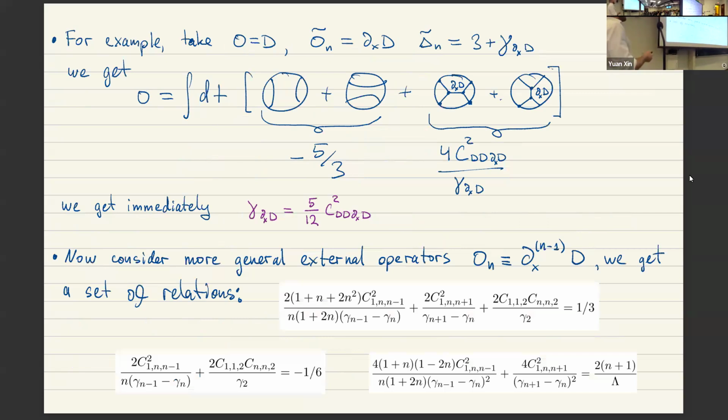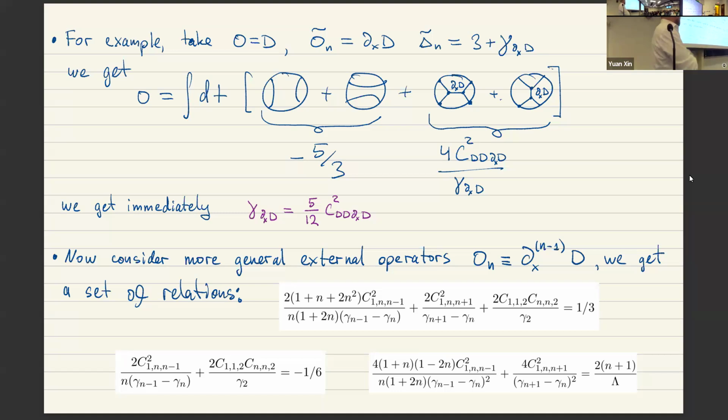Okay, now let's apply it to the simplest case where operator O is itself a displacement. Then you go through some calculation, you immediately conclude that you must have an operator with dimension close to 3, which I call here d. So it's a transverse derivative of displacement. And immediately, because this thing evaluates to some -5/3, and this interacting contribution evaluates to the square of OP coefficients divided by anomalous dimension. So you immediately get a relation between the anomalous dimension of this unprotected operator and its OP coefficient. Okay, so that is the simplest setup.